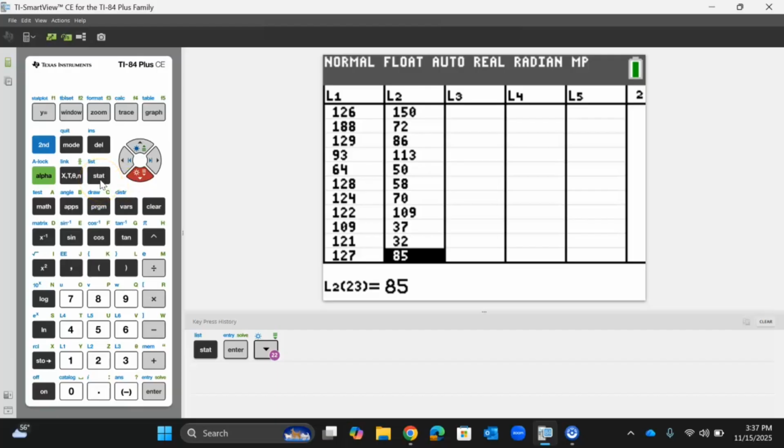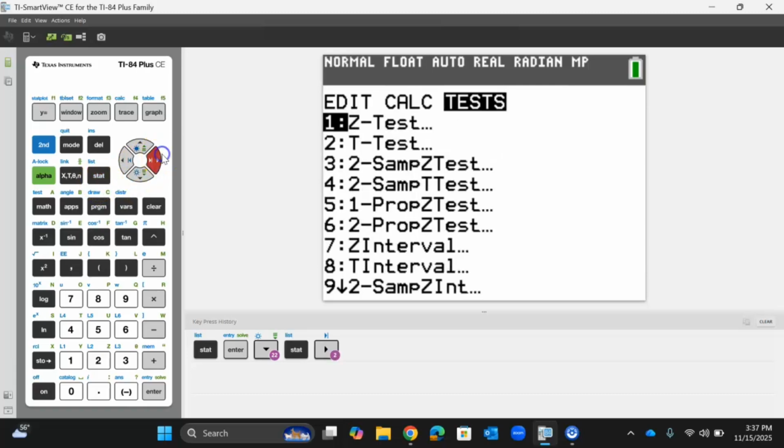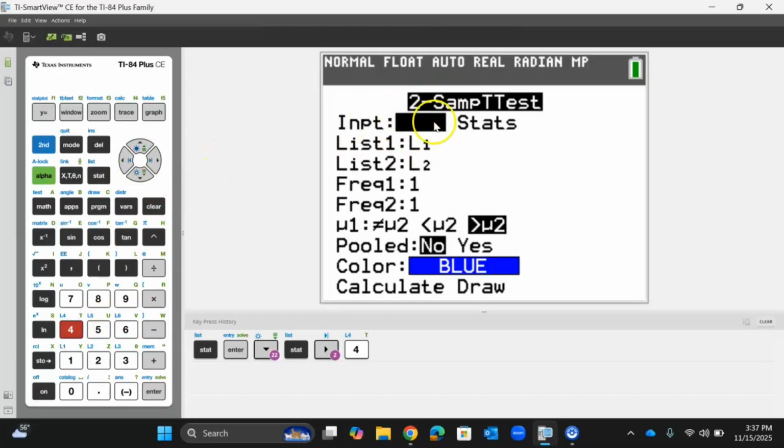So from here, we'll go to stat, over to tests, and we want option 4 for our 2-sample t-test. I've already got it selected on data this time. So list 1 will be my European group that I entered in list 1.